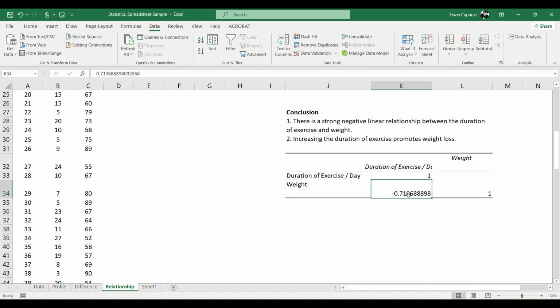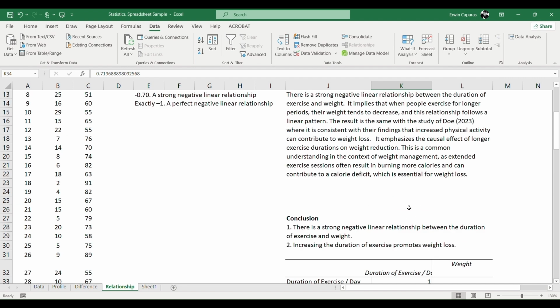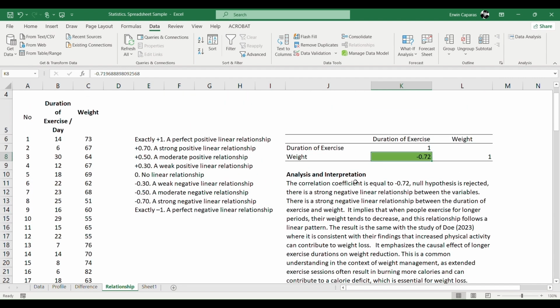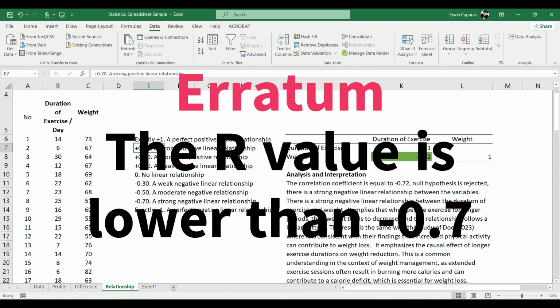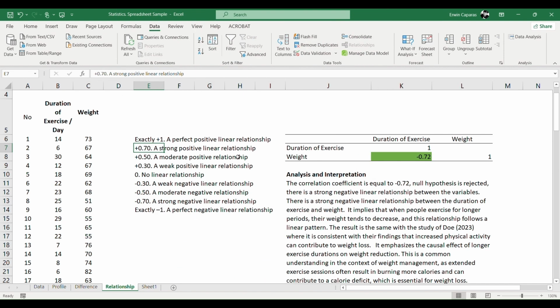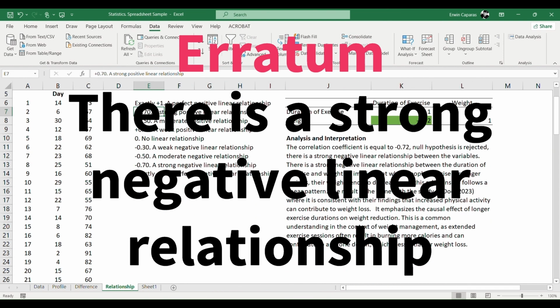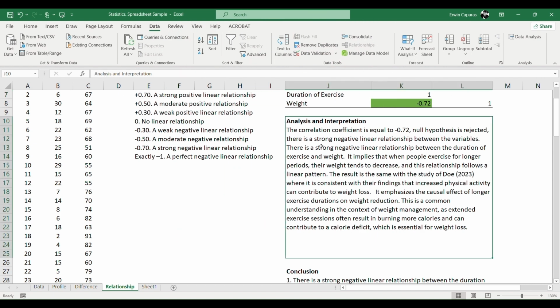So if we round this off, negative 0.72, ito yon, yung in-highlight natin. And then we look for the interpretation, it is higher than 0.7, but it is a negative one. Okay? So, it is a strong negative linear relationship. So, it means that in our analysis and interpretation, the correlation coefficient is equal to negative 0.72. Null hypothesis is rejected. There is a strong negative linear relationship between the duration of exercise and weight.